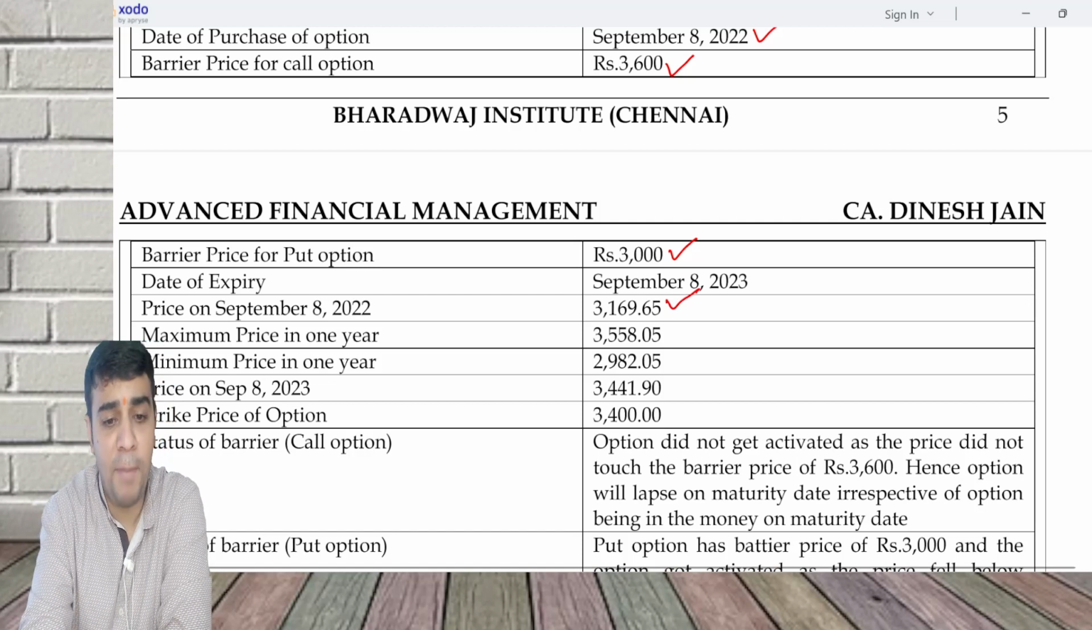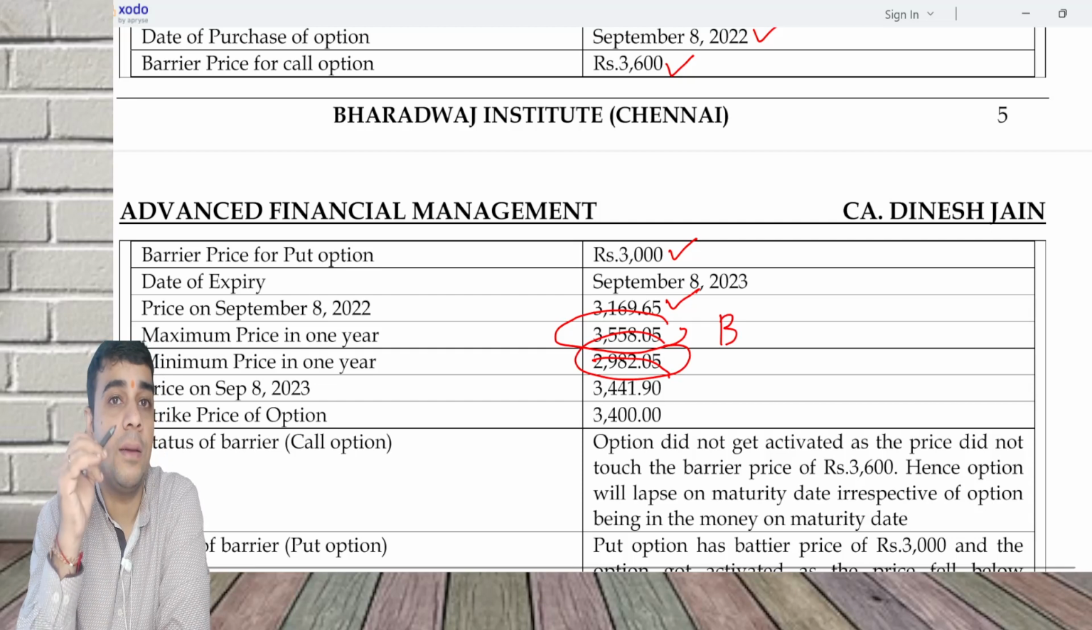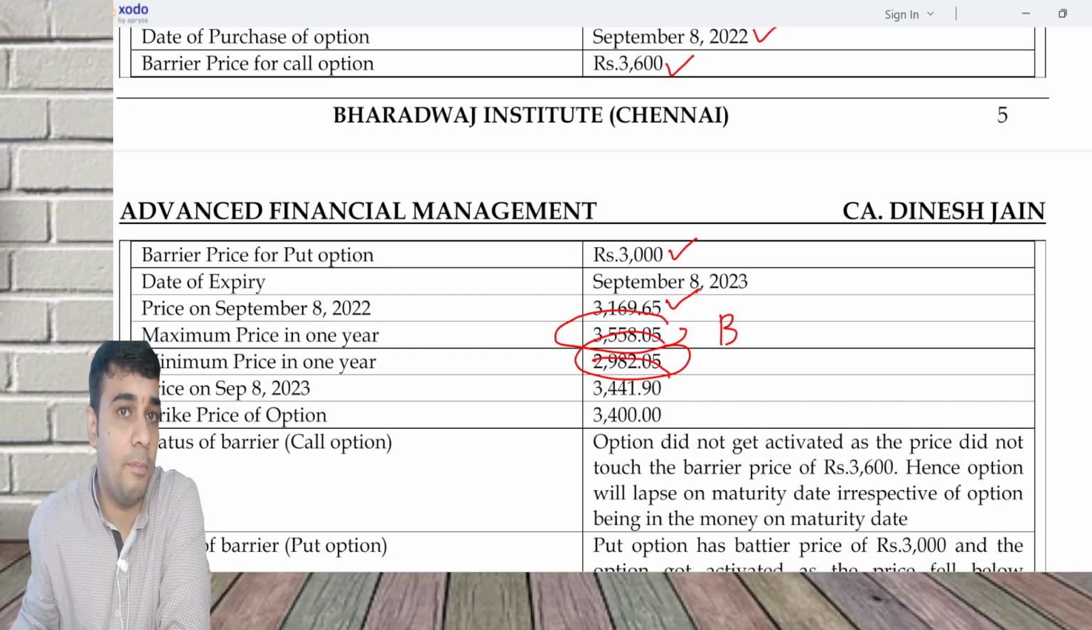Actual price, maximum price in that one year. These are the actual maximum price in that year. This is the actual minimum price in that year. Unfortunately, the barrier is not touched for the call option. I am not going to ask, do you want to buy at this price? All that does not come into the picture, because you have not touched the barrier limit.